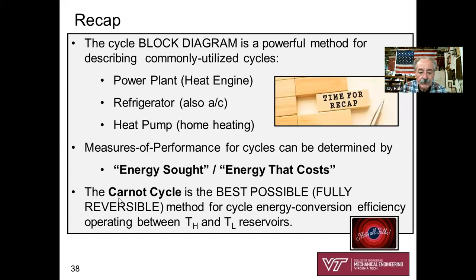Okay. Finally, the Carnot cycle is the best possible, fully reversible method for cycle energy conversion efficiency operating between TH and TL. So you can operate as a heat engine, or you can operate as a refrigeration cycle or heat pump cycle between two temperature reservoirs, and that would be considered energy conversion from heat to work or work to heat. And that's the recap of this.